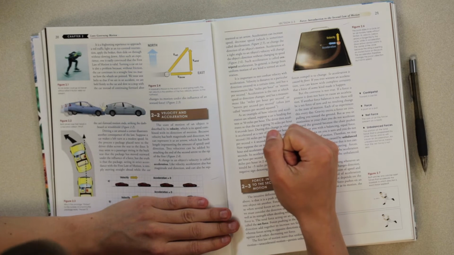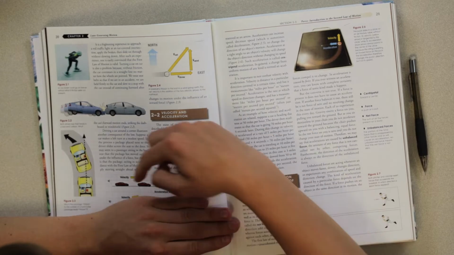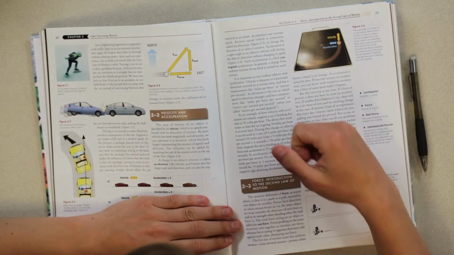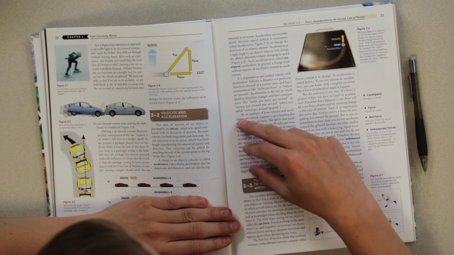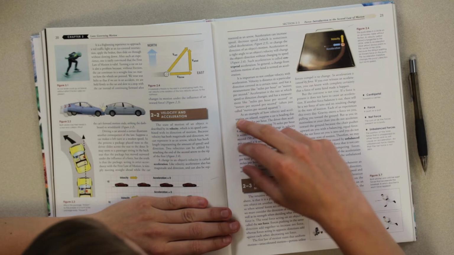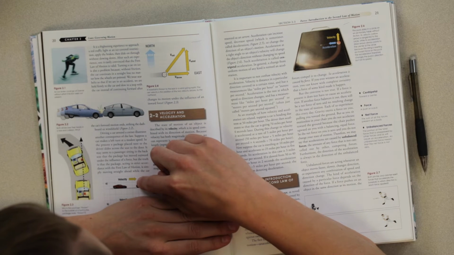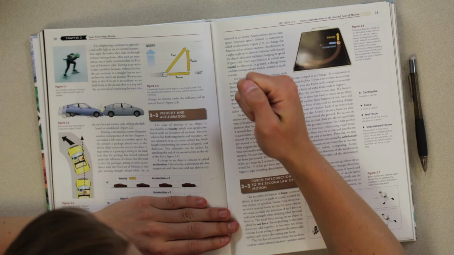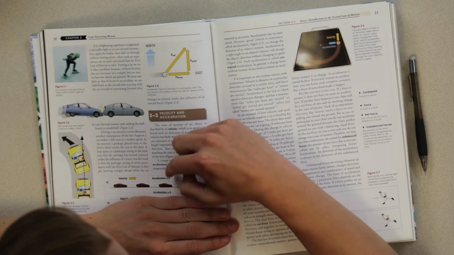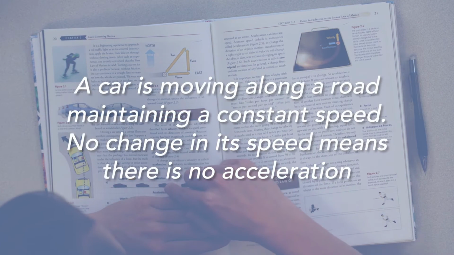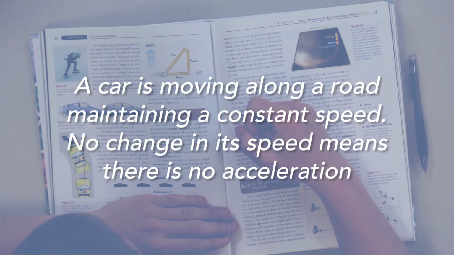Return to the top row of the visual. Realize there are not 4 cars, but rather 1 car at 4 different places across time and space. Because the cars are evenly spaced and acceleration is 0, you can now state what this row is showing. A car is moving along a road maintaining a constant speed. No change in its speed means there is no acceleration.